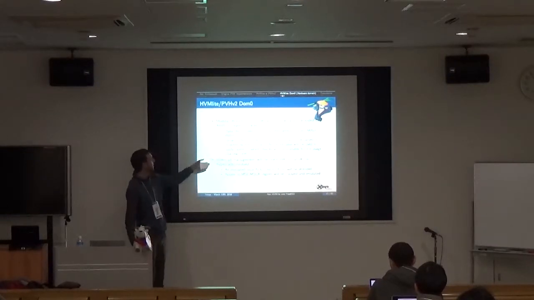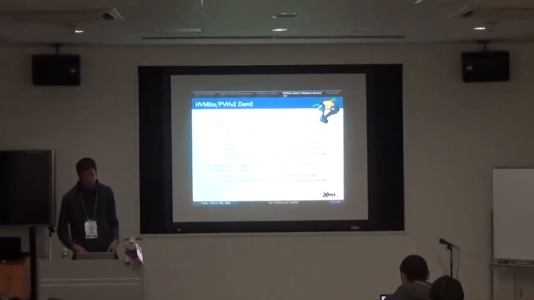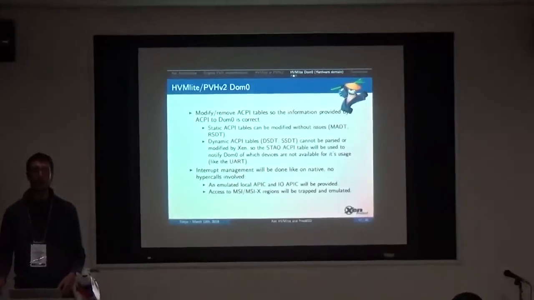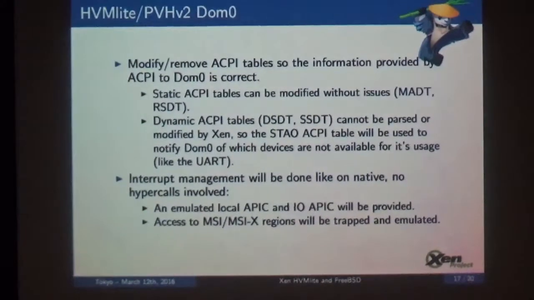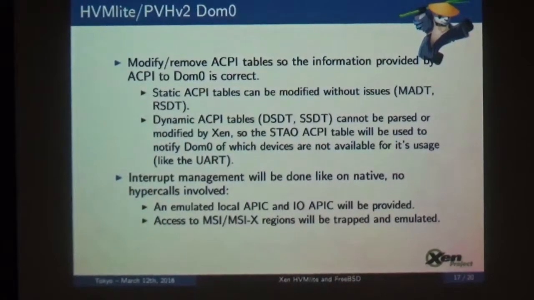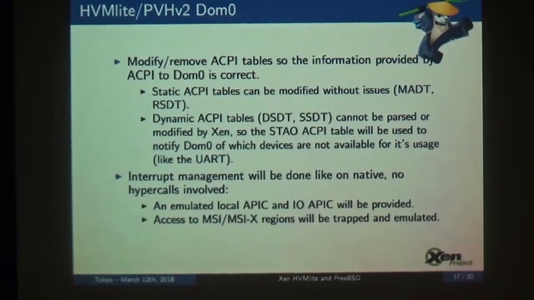So for the dynamic tables, like the DSDT or the SSDT, since we cannot modify them, we are going to use a table that's called STAO in order to add overrides to these dynamic tables. This is a table that has been introduced in ACPI 6.0, and Xen is in control of its specification. It was a table that has been added for hypervisors especially. And on this table, you can actually say which devices are not available to Dom0. For example, you can say that the serial port is not available to Dom0 because it's been taken over by Xen. You can say that quite a lot of devices are not available to Dom0, so it's an easy way to solve this problem without having to modify the DSDT or the SSDT or anything like that.